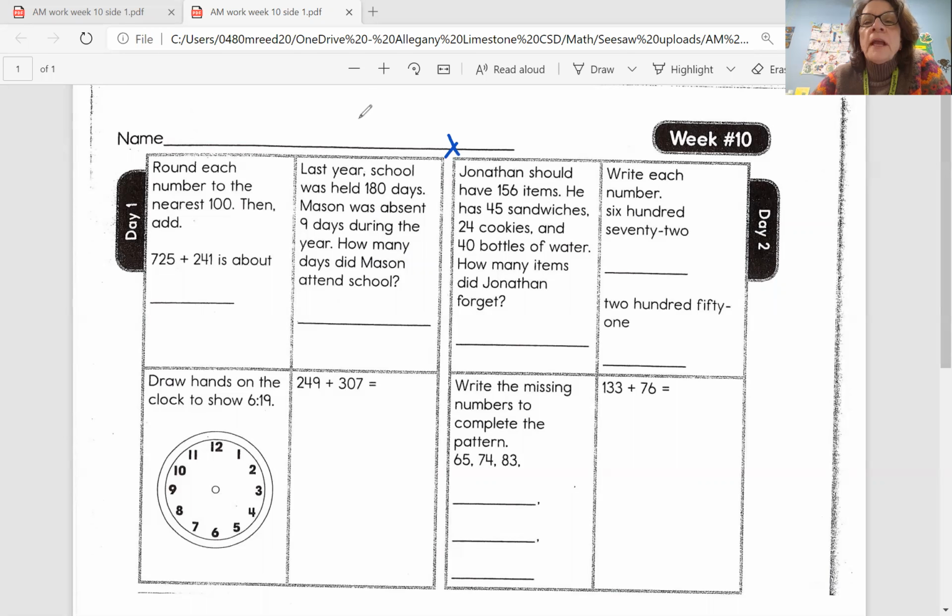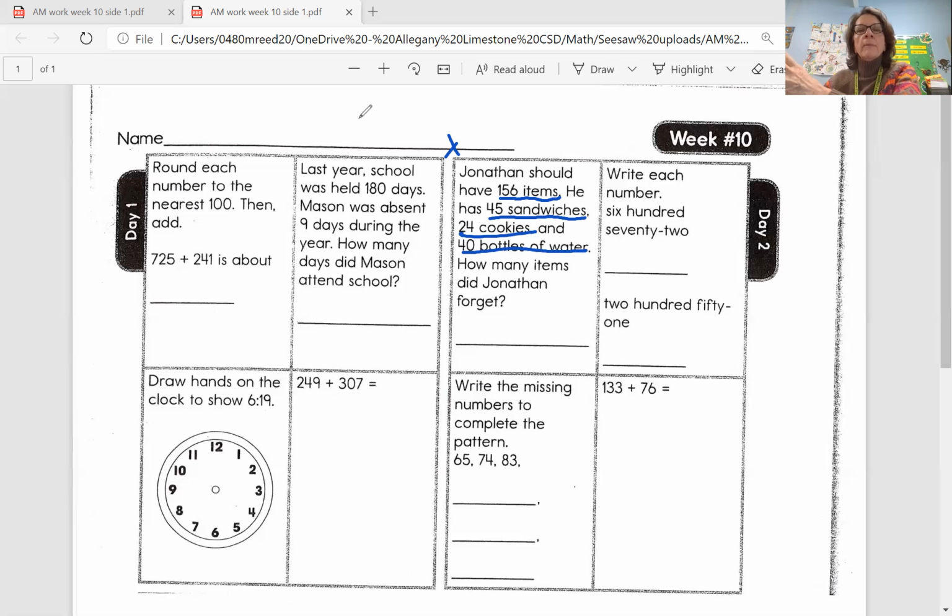It says Jonathan should have 156 items. Okay. He has 45 sandwiches. He has 24 cookies, and he has 40 bottles of water. Okay. And our question is, how many items did Jonathan forget? So I'm thinking about this and I'm saying, okay, he has 156 items. He must be getting ready for a party or something. And he has 45 sandwiches and he has 24 cookies. You can almost see them in piles, can't you? A pile of 45 sandwiches, a pile of 24 cookies, a pile of 40 bottles of water. And then there's some things that he forgot.